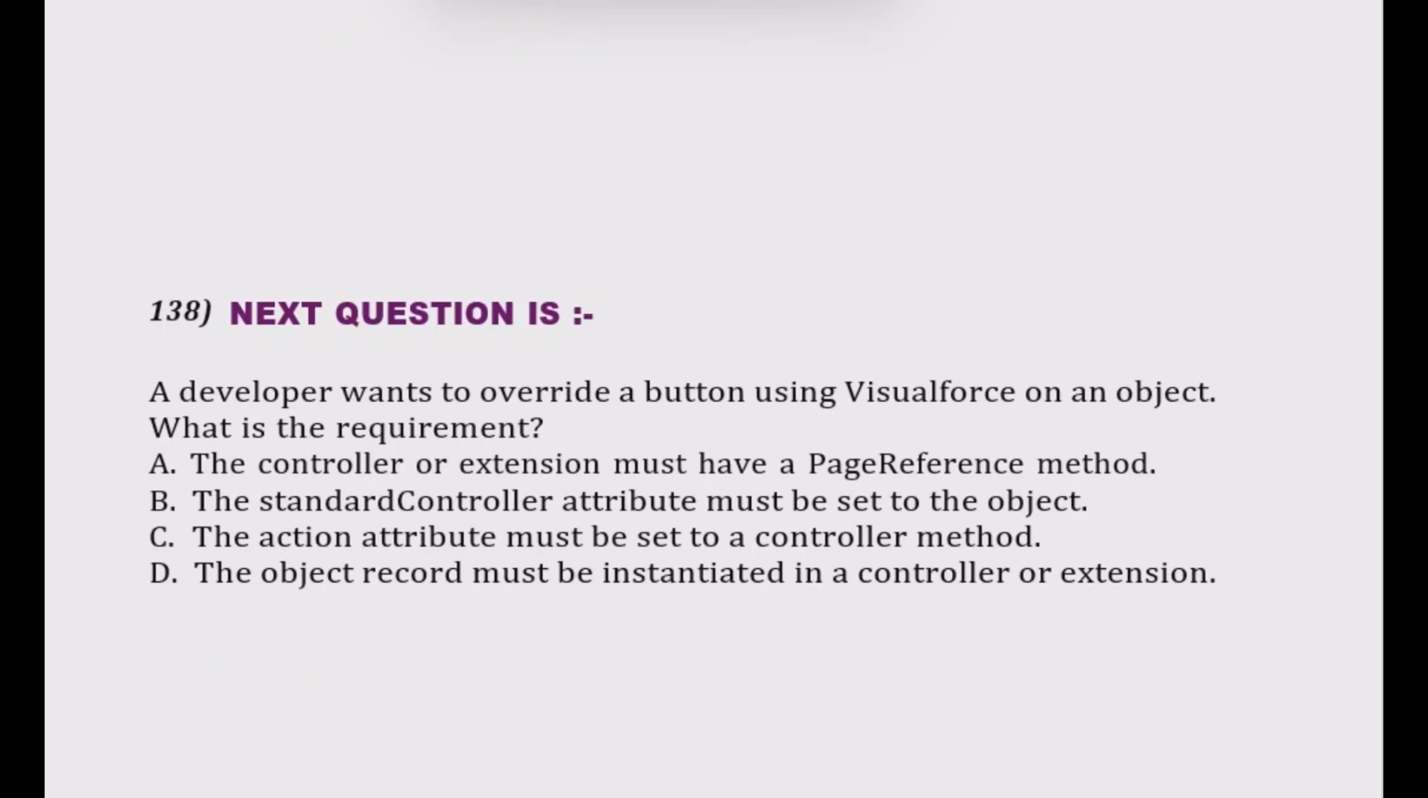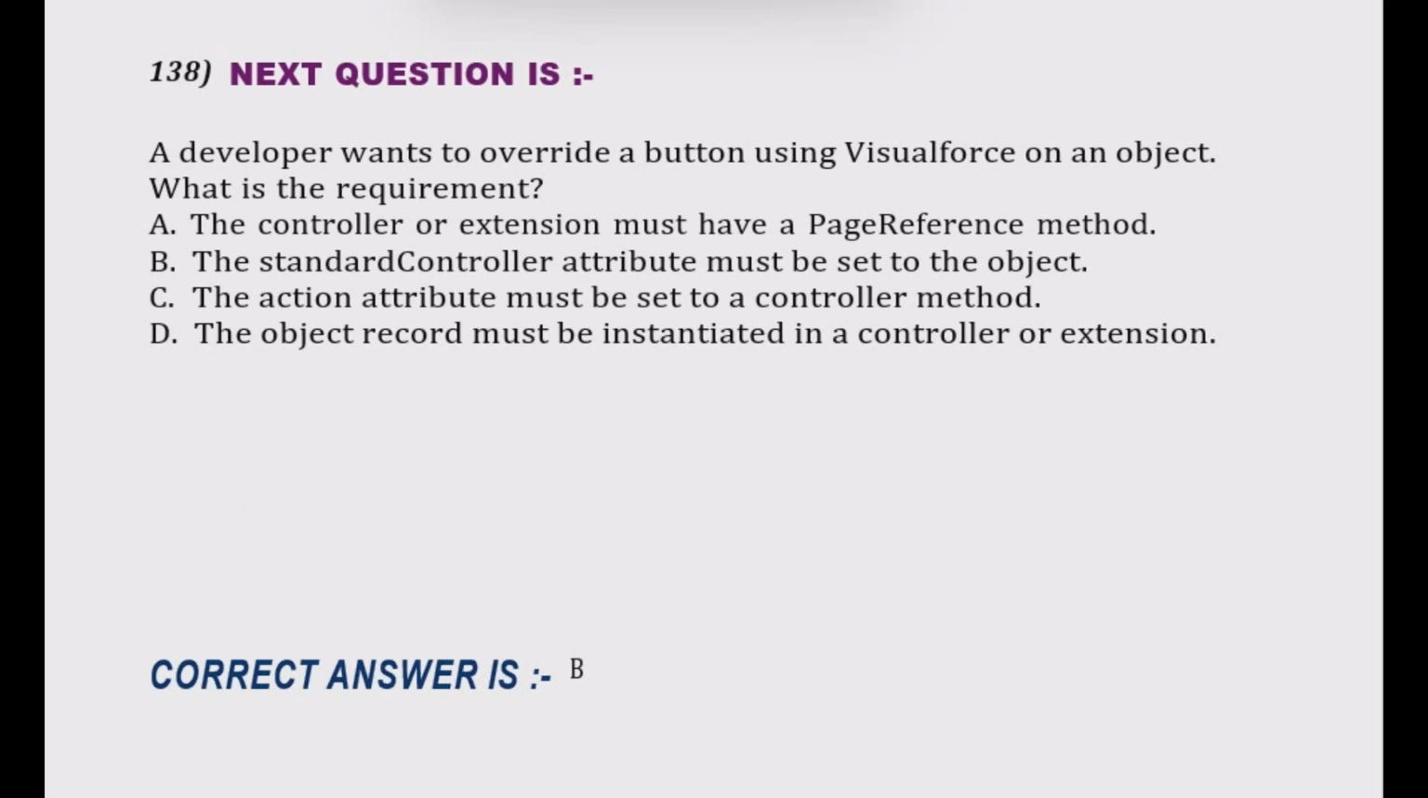Question is, a developer wants to override a button using Visualforce on an object. What is the requirement? Option A, the controller or extension must have a page reference method. Option B, the standard controller attribute must be set to the object. Option C, the action attribute must be set to a controller method. Option D, the object record must be instantiated in a controller or extension. Correct answer is option B.